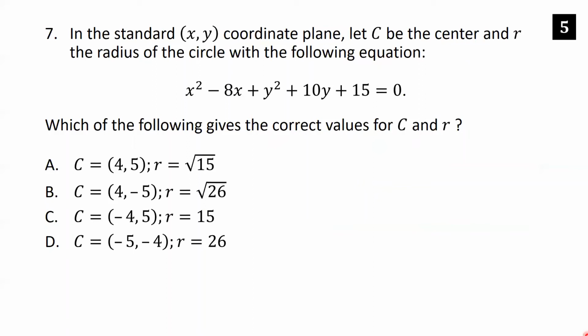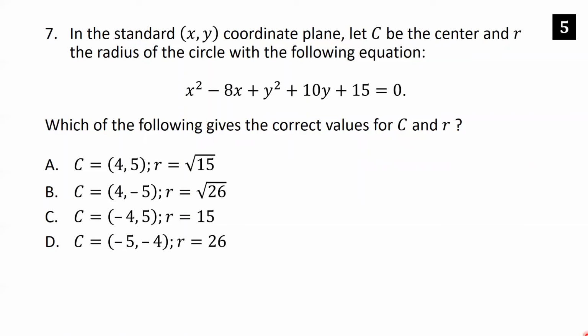In the standard xy coordinate plane, let c be the center and r the radius of the circle with the following equation: x squared minus 8x plus y squared plus 10y plus 15 is equal to 0. Which of the following gives the correct values for c and r?